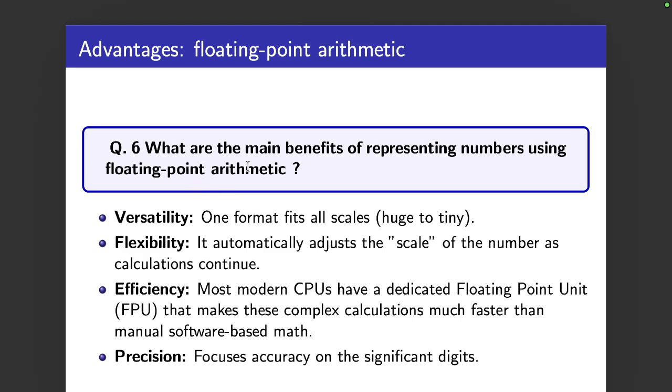What are the main benefits of representing numbers using floating point arithmetic? Versatility: one format fits all scales, from very large to very small. Flexibility: it automatically adjusts the scale of the number as calculations continue. Efficiency: most modern CPUs have a dedicated floating point unit, FPU, that makes complex calculations much faster than manual software-based math. Precision: it focuses accuracy on the significant digits.